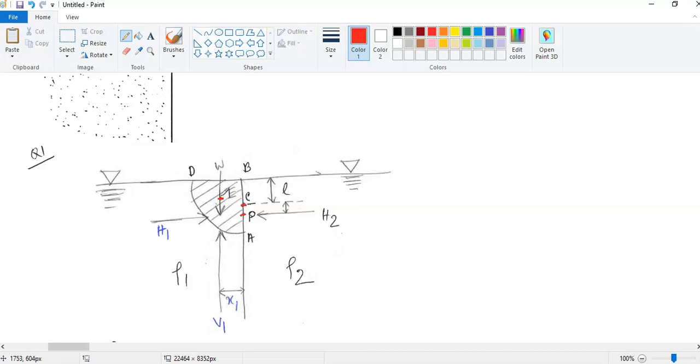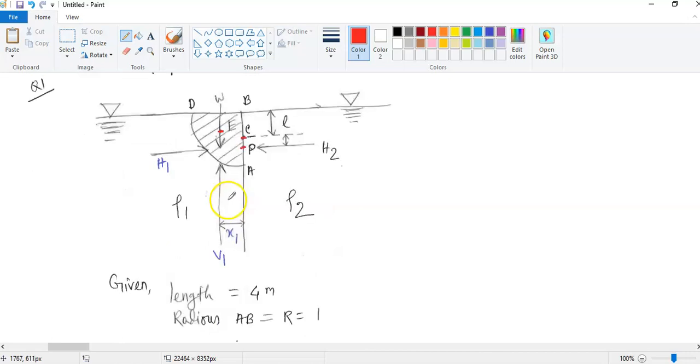According to the question, the length is given as 4 meter, and the radius of this quarter cylinder is 1. So eventually we can say AB or DB equals the radius, which is 1. It is given in your question that the radius of this quarter cylinder is 1.